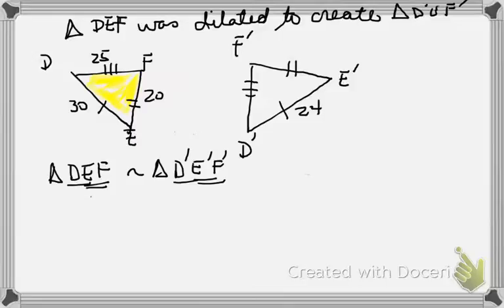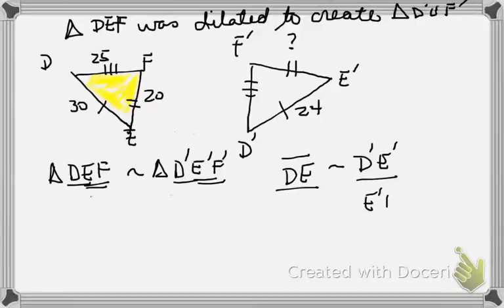All right, so let's say I want to solve for one of the missing sides. Okay, and so let's say that we want to solve for E prime, F prime. So we want to solve for this guy right here. We want to know what this is right here. All right, so we already have D prime, E prime, so we need D and E. So we need line DE. All right, and then we're going to set it up over D prime, E prime. Okay, so we did that. Now we need E prime, F prime, so we have to have E and F on this one.